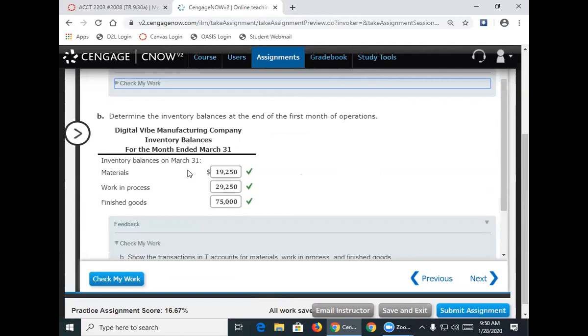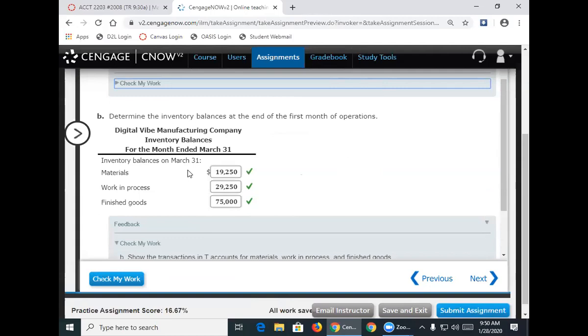So again, I recommend keeping the T accounts as you go through and do these because it'll make it a lot easier, especially when you need ending balances. But in other exercises, we'll have to calculate cost of goods sold. They don't just give it to us. So we really have to keep those T accounts going.